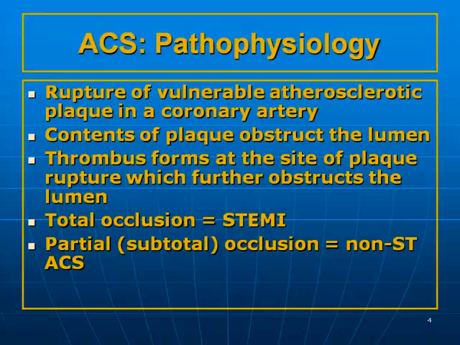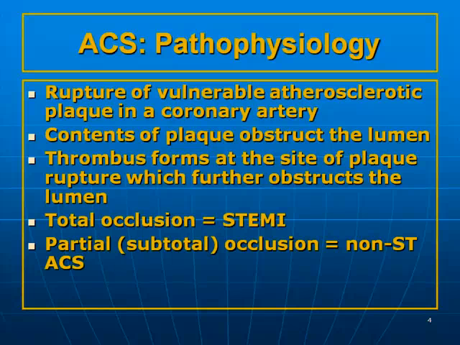Total occlusion, which essentially limits blood flow through the artery, you have zero flow through the artery, if you will, or essentially zero, those are the patients that end up with STEMI. Whereas patients that have subtotal or partial or perhaps even intermittent total occlusion are the patients who present with non-ST segment acute coronary syndrome.